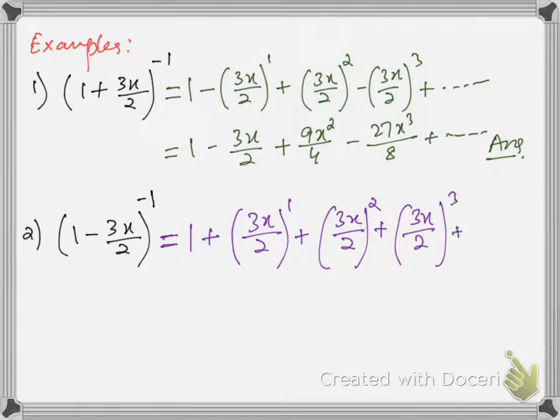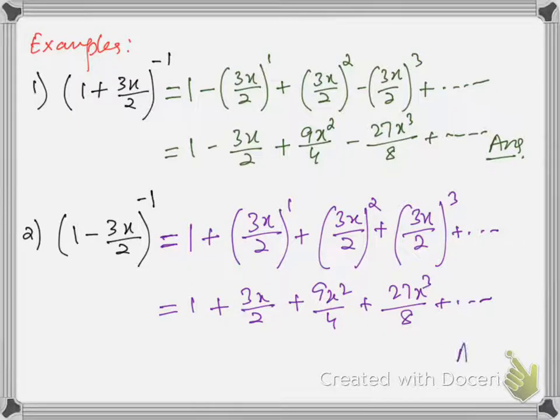This is the way to expand the second expansion. Now get the simplified form. 1 + 3x/2 + 9x²/4 + 27x³/8. That's the final answer of this expansion, expansion number 2.